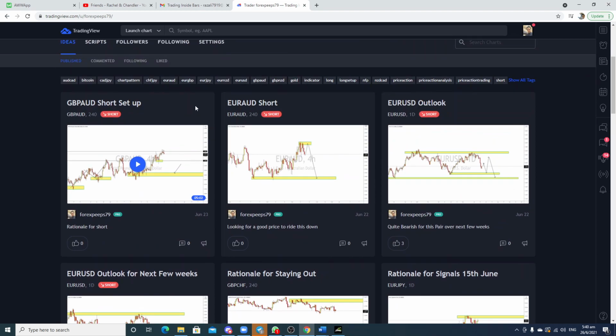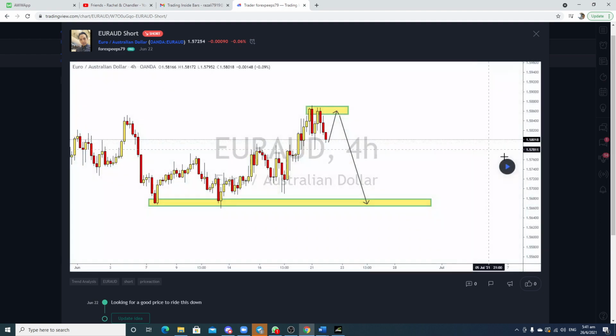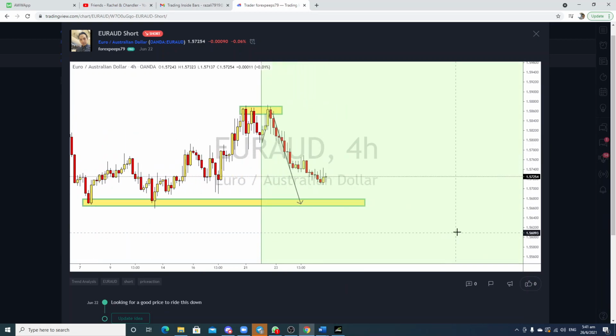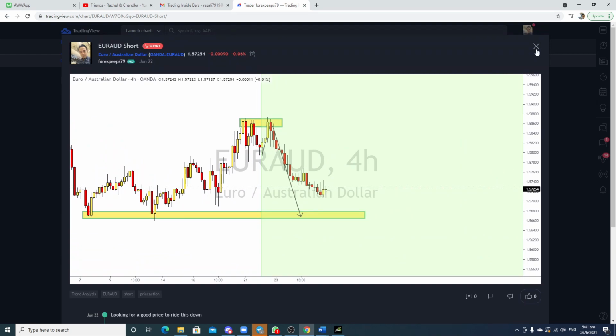Okay, for instance, for last week I only put Euro Aussie and Pound Aussie, but I actually have done most of the pairs in my own analysis, in my own charts. Euro Aussie was very nice. As I said, on Monday I'm waiting for this push down, and then I'm anticipating the next push up to go down. This is just perfectly very nice.